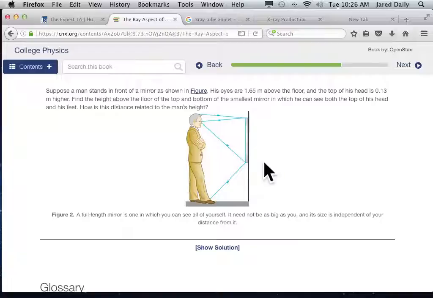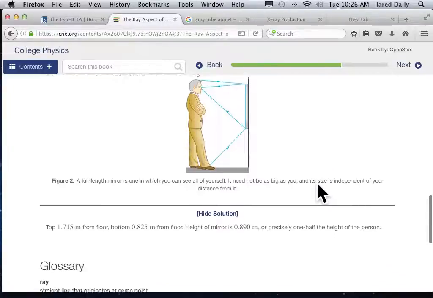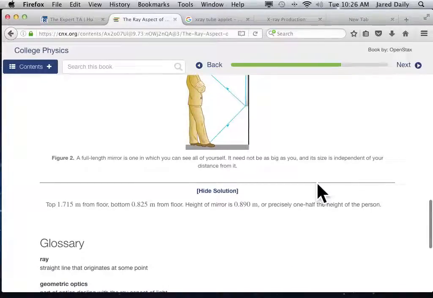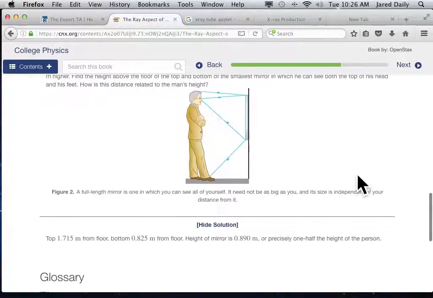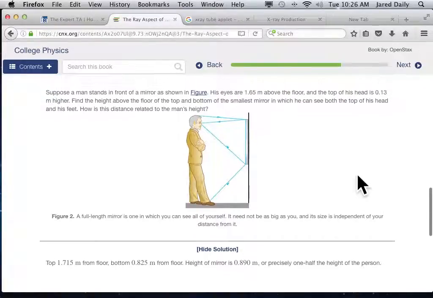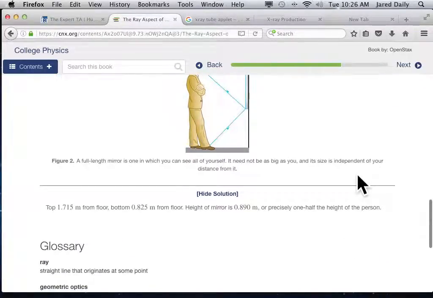It is actually, let's take a look at the solution here. For the person who is 1.65, it says that it has to be 0.890, or precisely 1/2. That's not precisely 1/2.